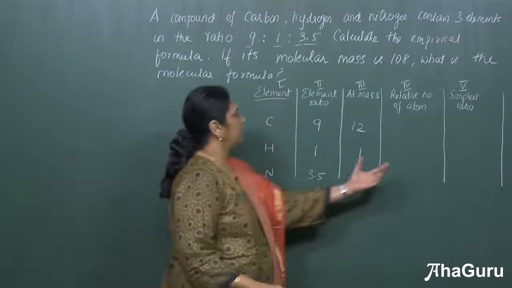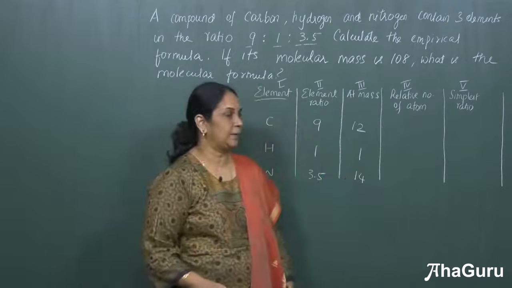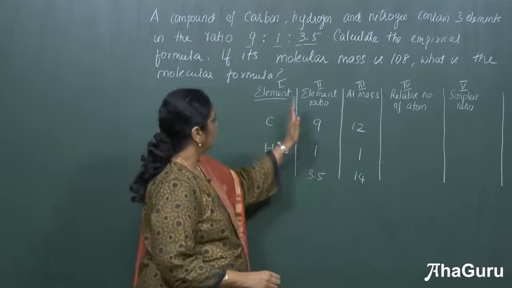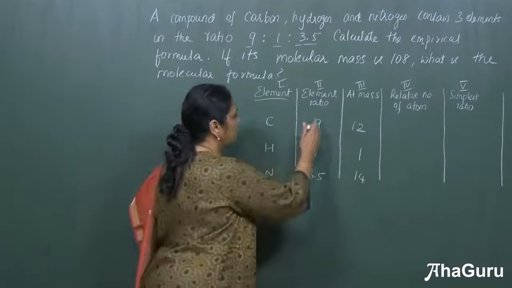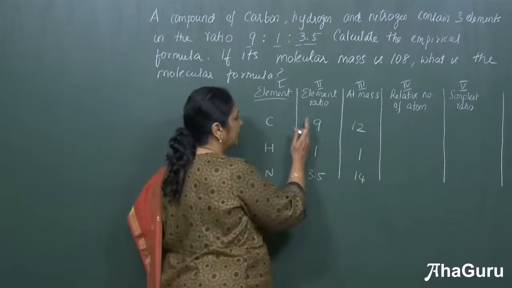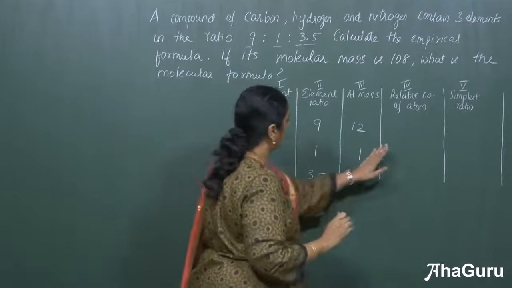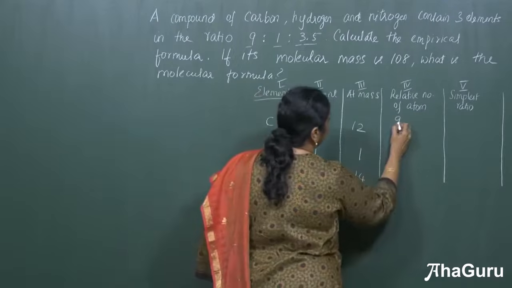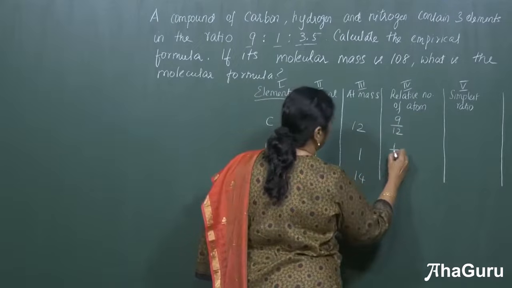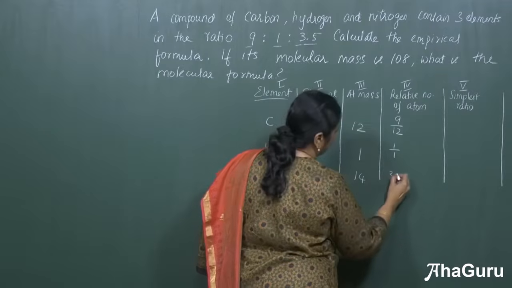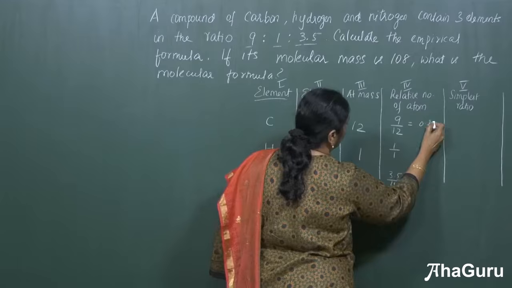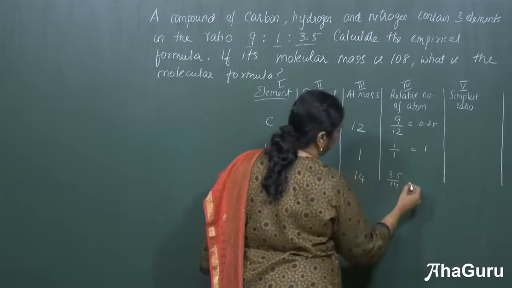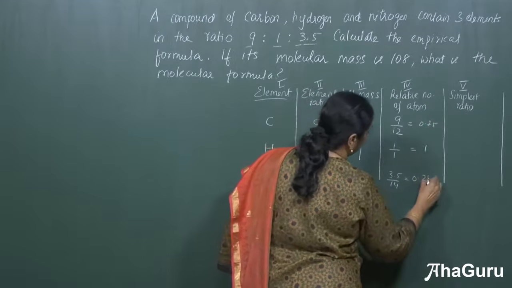Okay. Next one, find the relative number of atoms. So, what you do here is divide 2 by 3, that would be easier to understand. So, even if they have given the percentage here, divide this one by this one. Okay. So, here we will get 9/12. So, this would be 1/1 and this would be 3.5/14. So, this would be equal to 0.75, this is 1 and this is 0.25.